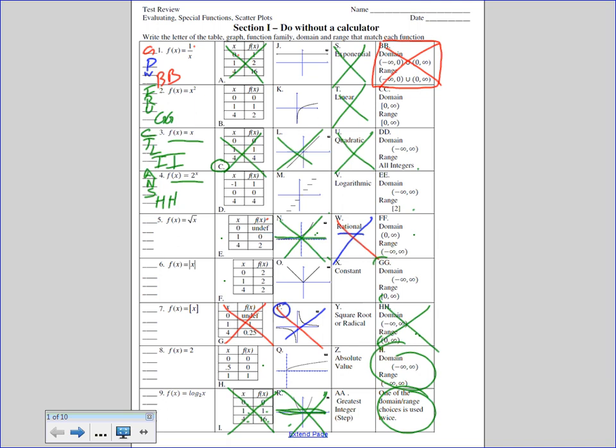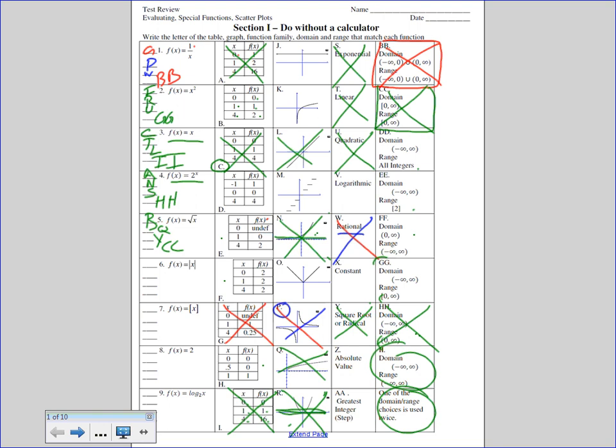For number 5, I need one where I take the square roots. So the square root of 0 is 0, square root of 1 is 1, square root of 4 is 2. Hey, look at that. Once again, it's a square root function. And the graph is that half sideways parabola. So that's Q and Y. And then this is our second problem with the restricted domain: I can plug in 0, but I can't plug in any negative numbers. But I can plug in 0, and so I get CC.